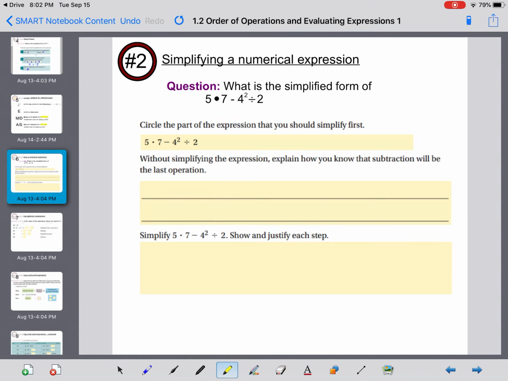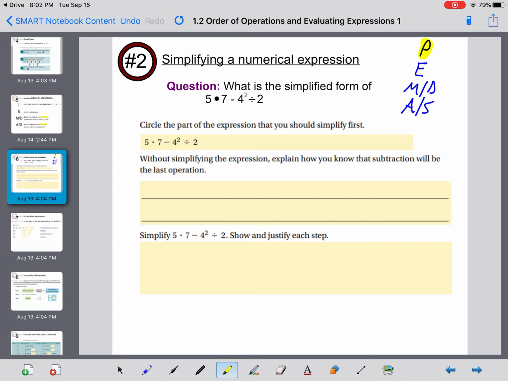Simplifying a numerical expression. What is the simplified form of 5 times 7 minus 4 to the second divided by 2? So, you can jot down PEMDAS, P, E, M, D, A, and S. Circle the part of the expression that you should simplify first.